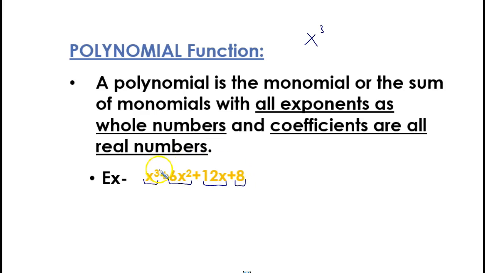Now all of the exponents are whole numbers. We have an exponent of 3, 2, 1, and this is technically an exponent of 0. They're all whole numbers, and the coefficients are all real numbers. So the numbers in front of the variables in each variable term are all real numbers. They don't have to be integers or whole numbers, but they have to be real. They can't be imaginary. They can't be complex.